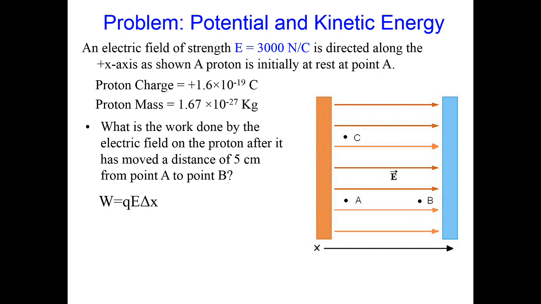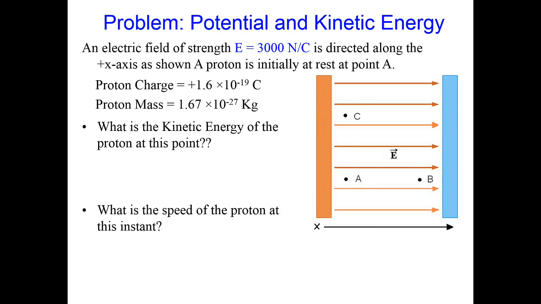Well, the work is the charge times the electric field times the displacement. The positive proton is moved in the direction of the electric field, so positive work is done by the field. The magnitude is QED, which is 1.6 times 10 to the minus 19 coulombs, the charge of the proton, times 3,000 newtons per coulomb, the field strength, times the displacement, which is 0.05 meters. Notice we need to convert centimeters to meters to get the proper units of newton meters or joules for our energy. So that gets us that the work done is 2.4 times 10 to the minus 17 joules.